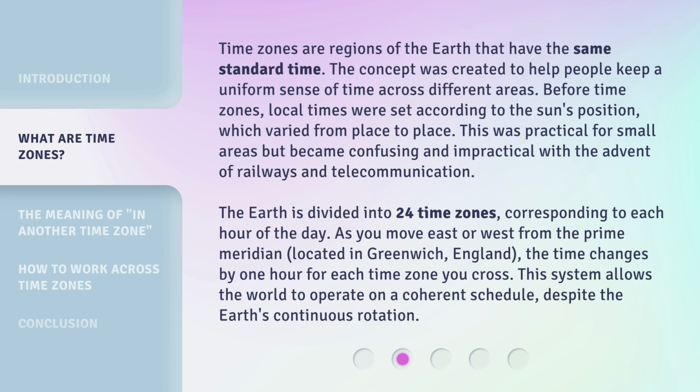The Earth is divided into 24 time zones, corresponding to each hour of the day. As you move east or west from the prime meridian, located in Greenwich, England, the time changes by 1 hour for each time zone you cross. This system allows the world to operate on a coherent schedule, despite the Earth's continuous rotation.